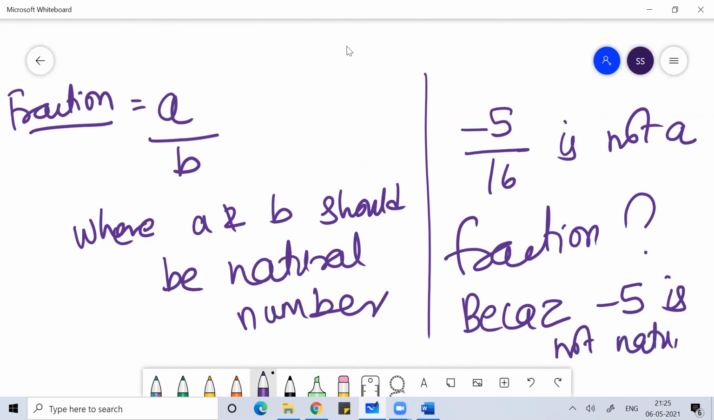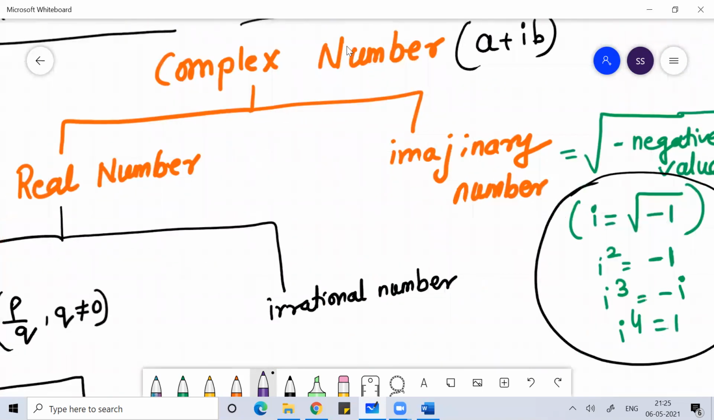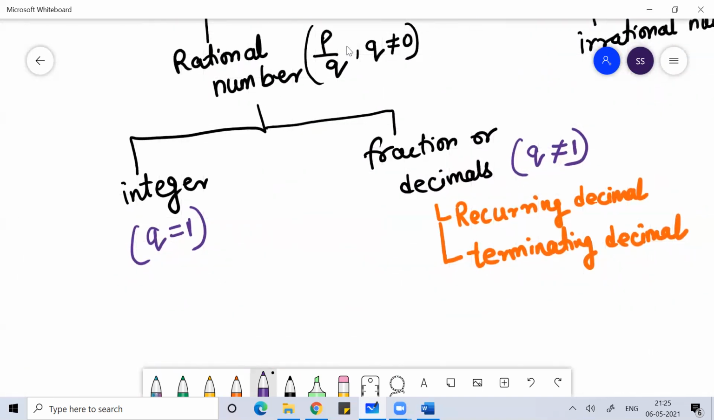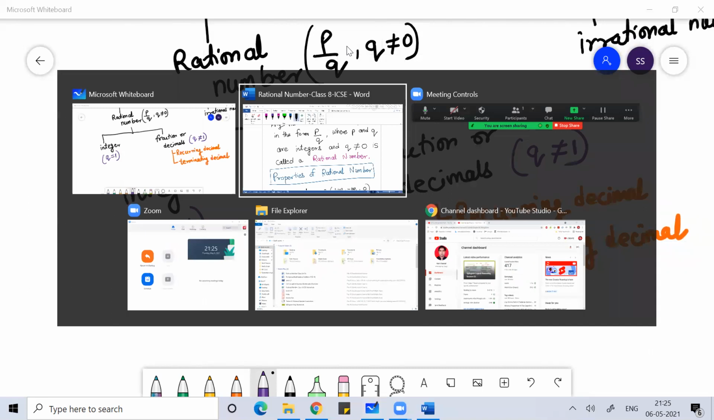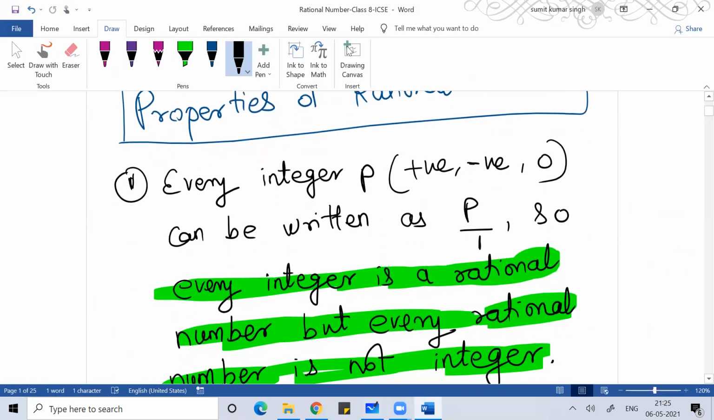So you need to understand that whenever we talk about a rational number, we represent it either as an integer or as a fraction. A few points you should remember: every integer is either positive or negative or zero. Zero is neither a positive integer nor a negative integer.